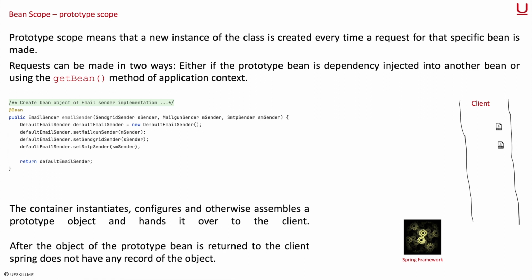Spring does not manage the complete lifecycle of the prototype bean. The container instantiates, configures, and otherwise assembles a prototype object and hands it over to the client. After the object is returned to the client, Spring does not have any record of the object. This means that initialization lifecycle callbacks are invoked for the prototype object. However, the destruction callbacks are not invoked.